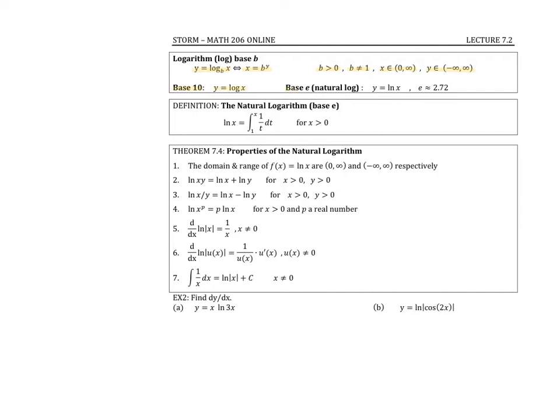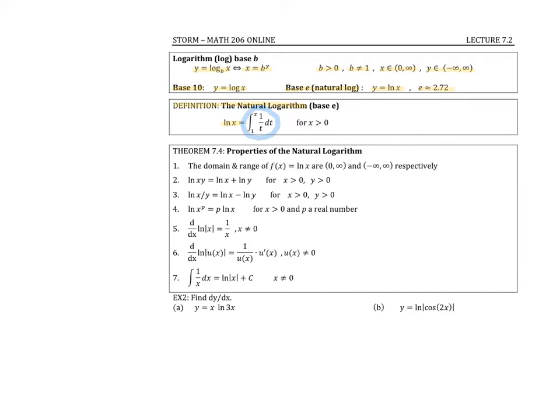And then we write base e, our natural log, as ln of x. And here's just a reminder, e is approximately 2.72. So an interesting definition of our natural log is also the following. The natural log of x is equal to this integral here of 1 over t. In this case we have to use the variable t because x is already in use.